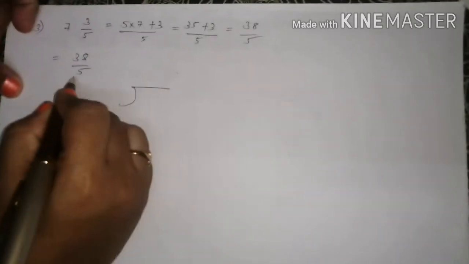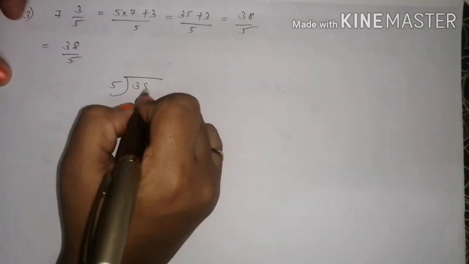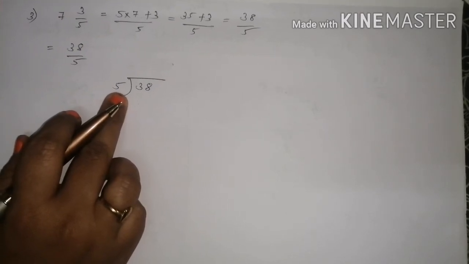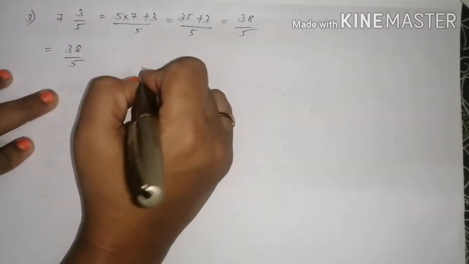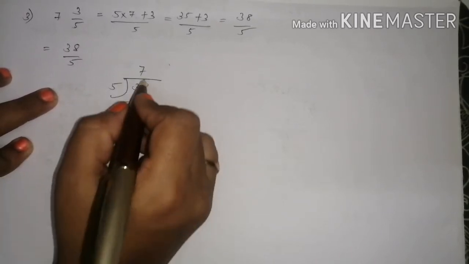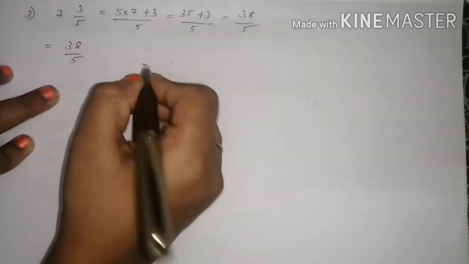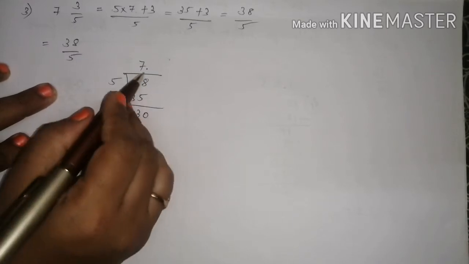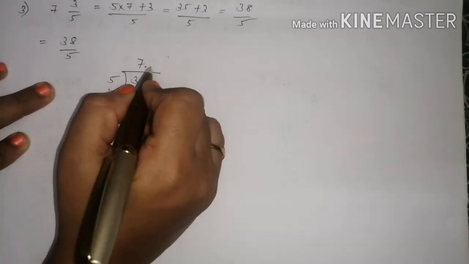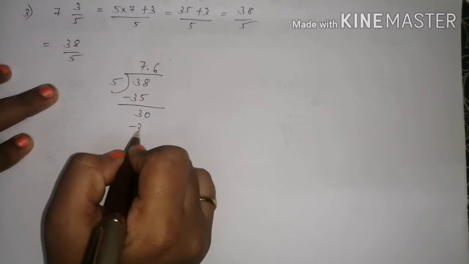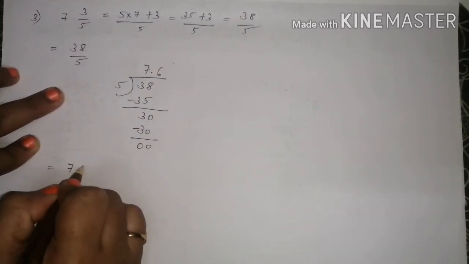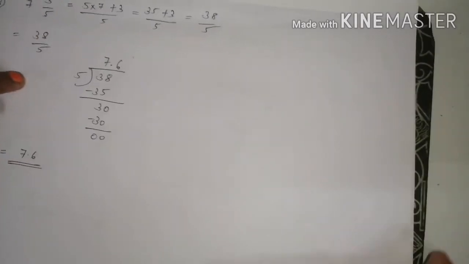Now we can divide, 5 outside and 38 inside. Less than 38 in the 5 table, nearest is 5 7s are 35. 38 minus 35 will give you 3. Take the point and borrow 0. 5 table, 30 comes, 5 6s are 30. So we got the answer 7.6.